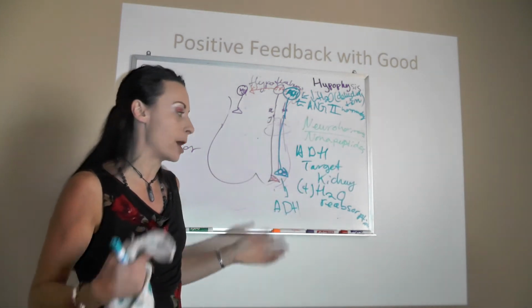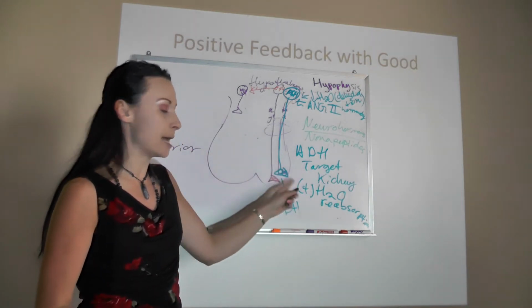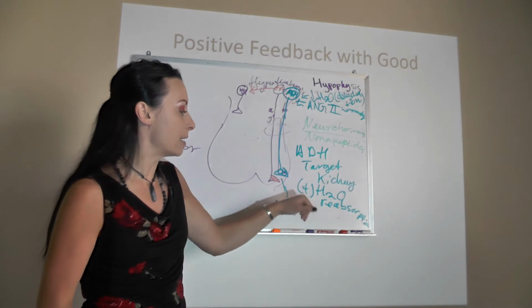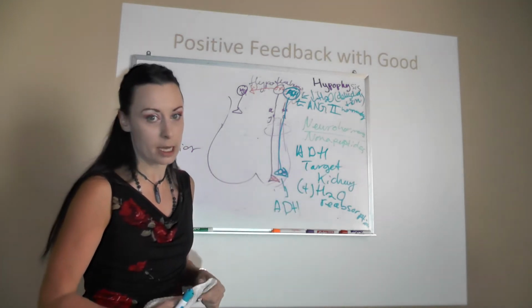We've had a drop in blood pressure, and one of the ways that we can increase blood pressure is to increase blood volume. And we can do that if we drop urine production and bring this water back to our blood.